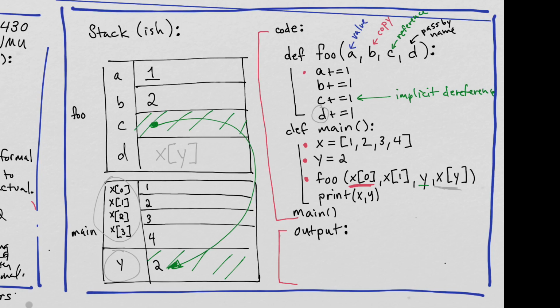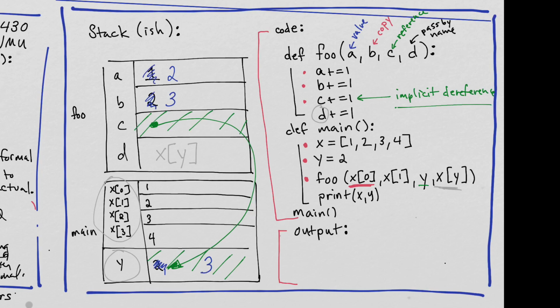So the first thing we do is a plus equal to 1, and so this now becomes 2. The next thing we do is b plus equal to 1, and b also just is a normal variable at this point, or a normal parameter, except that it's going to be copied back at the end, so this becomes 3. Then we're going to execute c plus equal to 1, and again, we're doing an implicit dereference here, and so the value that's getting modified is y's value, which goes up to 3.